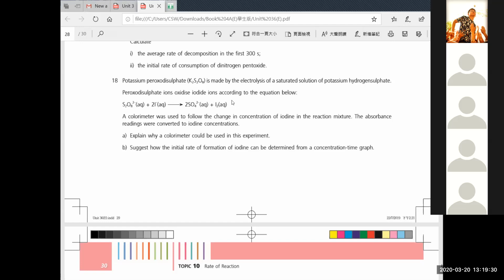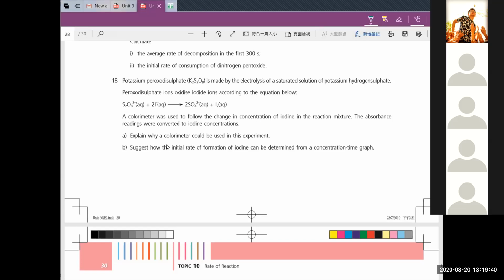Now we have the potassium peroxodisulfate, the one you find in your book, page 29. Take a look, page 29. So potassium peroxodisulfate, what is that? Do you know what that chemical is? Wait for me, my pen doesn't work well. Do you know what that is?